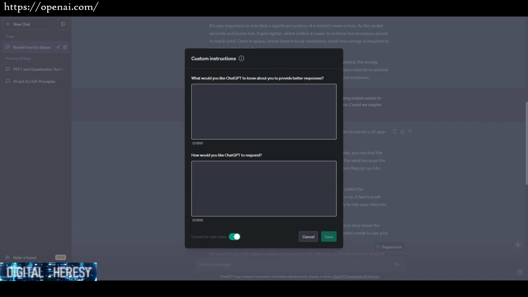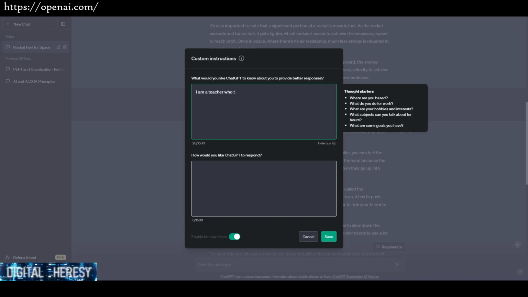Inside of custom instructions, I can come in and give it information about myself to provide better responses. And so this might be stuff like, I am a teacher who teaches high school students or something like that, right? And so my interests for GPT are to help improve my lesson plans and other activities for my students, right?